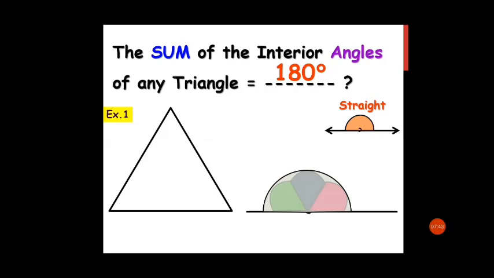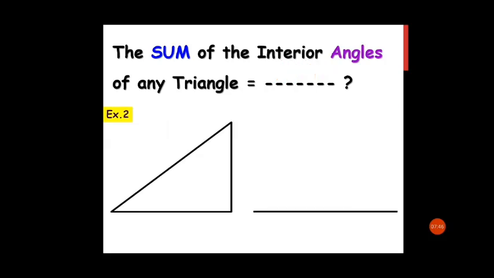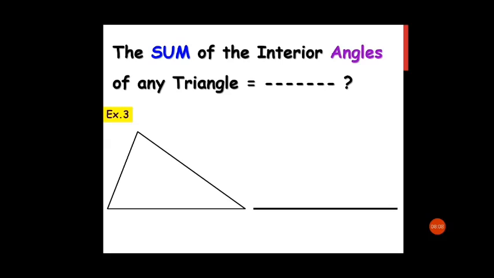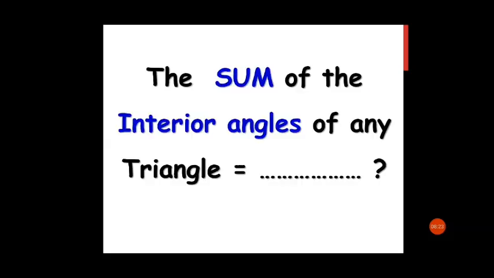So let's check any other type of triangle to see if this applies for all triangles or not. This is a right angle triangle. We will also cut its angles and put them together. We will also find that they complete each other and form 180 degrees. So also the sum of the interior angles of this triangle equals 180. Let's check another one. We put it on the straight line. They also measure to be 180. So from this we conclude that the sum of the interior angles of any triangle equals 180.